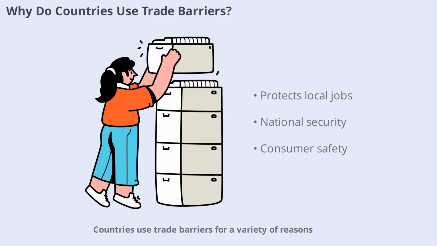Countries use trade barriers for a variety of reasons. The most common is to protect domestic industries from foreign competition, which can help preserve jobs and support economic growth. Other reasons include safeguarding national security, ensuring consumer safety, and responding to political or diplomatic issues. While trade barriers can offer short-term benefits, they often come with long-term costs.